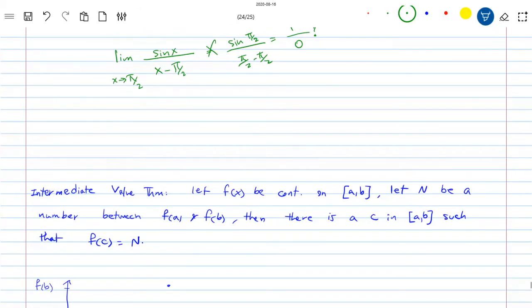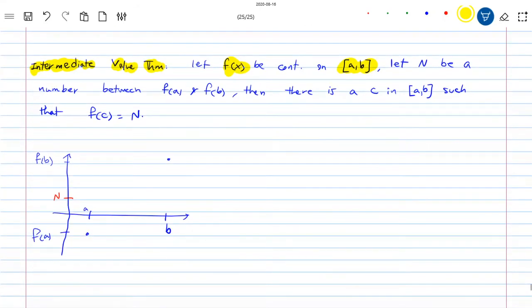And finally, this is one of the useful theorems in calculus for finding zeros of a function: the intermediate value theorem. It uses the property of a continuous function. So let's assume f is a continuous function on an interval a to b, and let n be a number somewhere between f of a and f of b. Let me show you this.